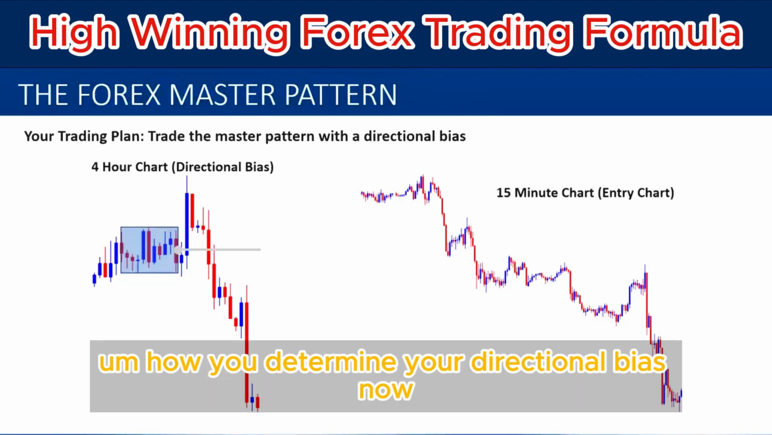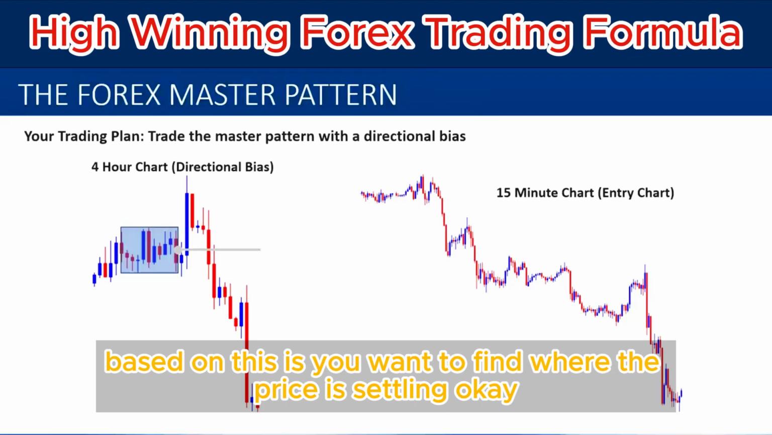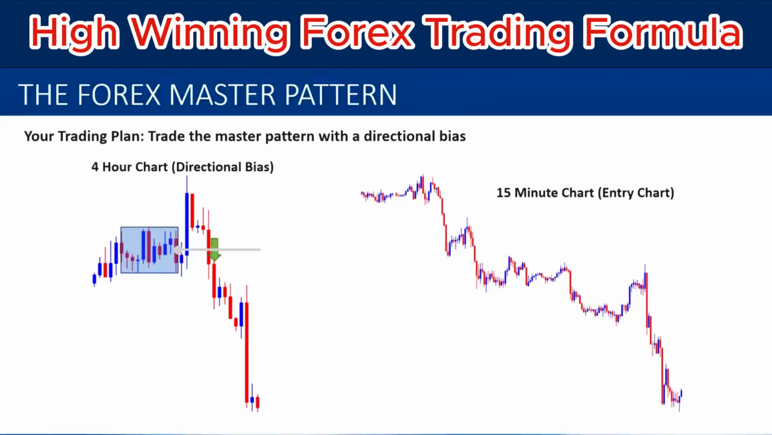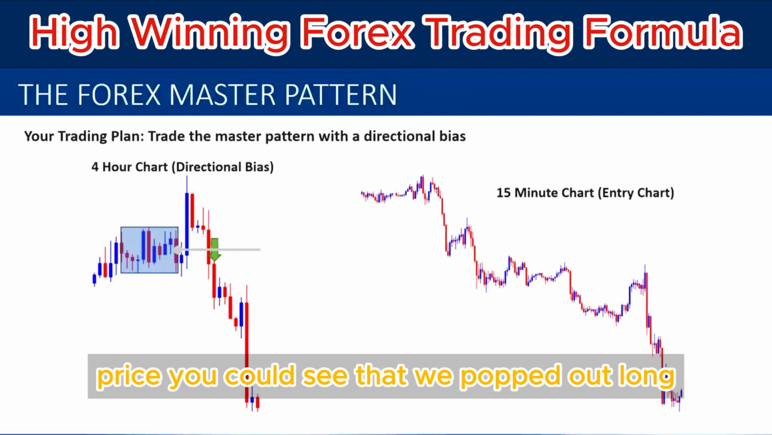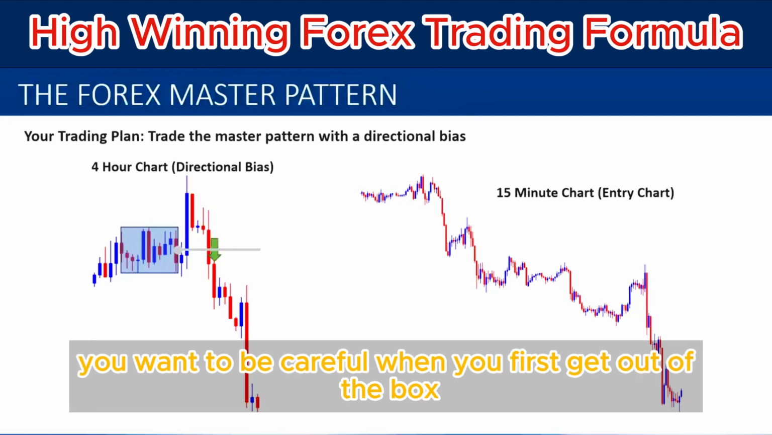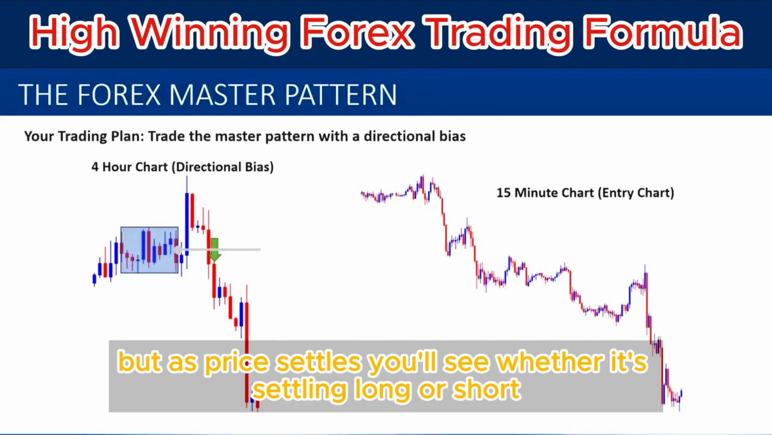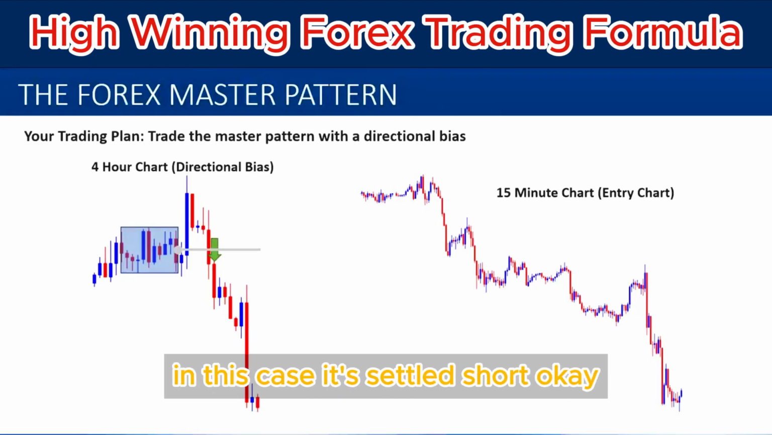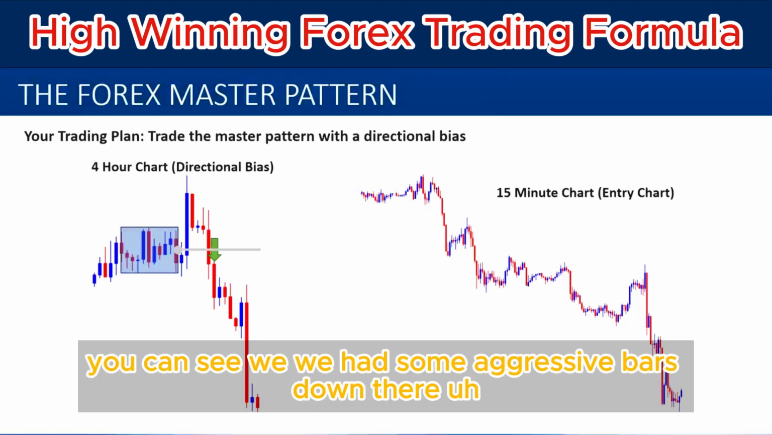How you determine your directional bias now based on this is you want to find where the price is settling, okay? You can see that we popped out long. You want to be careful when you first get out of the box, but as price settles, you'll see whether it's settling long or short, according to average price. In this case, it's settled short, okay? You can see we had some aggressive bars down there.